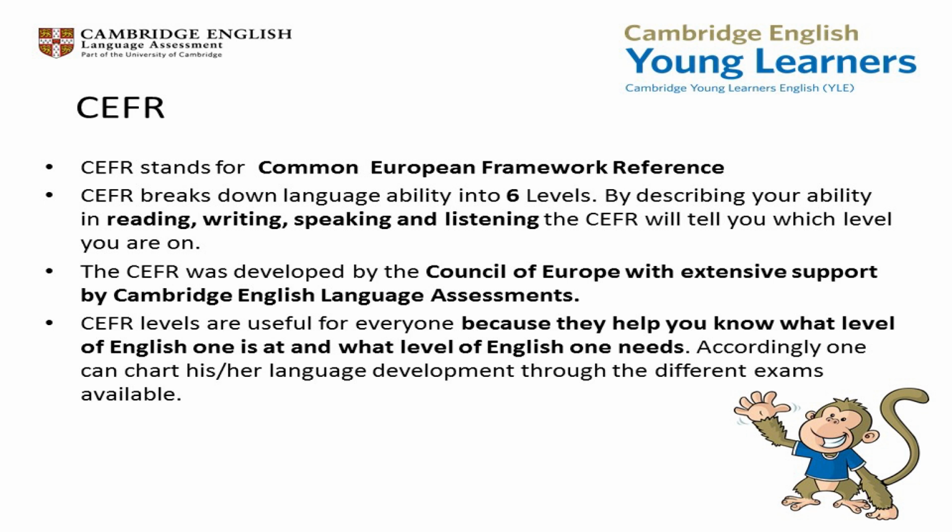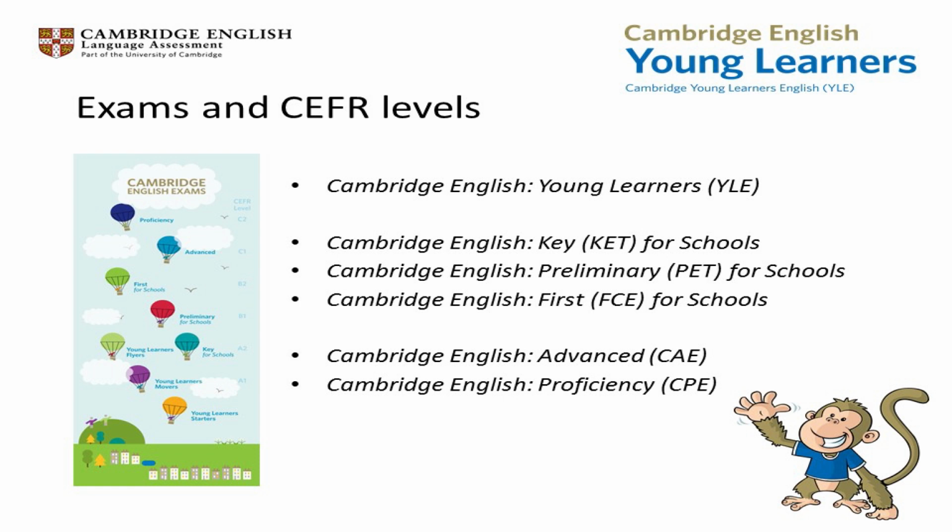The first tests are our 3 young learners tests, starters, movers and flyers, which are aimed at primary and lower secondary age learners. Following on from these, we have Key for Schools, Preliminary for Schools, and First for Schools for late primary and secondary age learners. And the Cambridge English Advanced is to prepare school learners for university and the workplace. Our highest level exam, Cambridge English Proficiency, is for very high achievers.